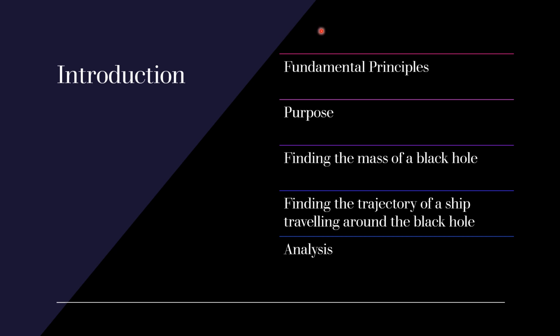So we're going to start by looking at some fundamental principles and equations that we need to know, and then move on to the purpose of this lab. This lab is split into two main parts, the first being finding the mass of a black hole, and then the second part will be finding the trajectory of a ship that is traveling around that black hole. Finally, we'll do some analysis and answer some questions at the end.